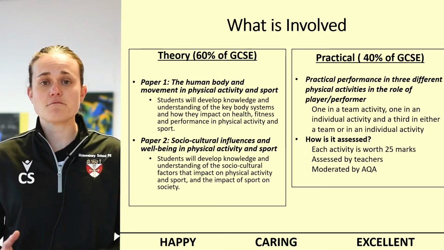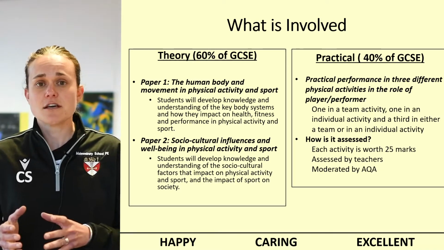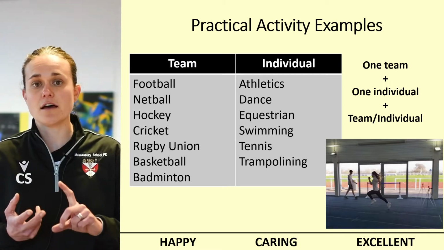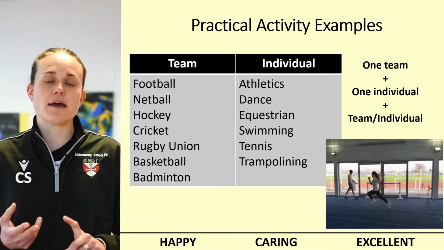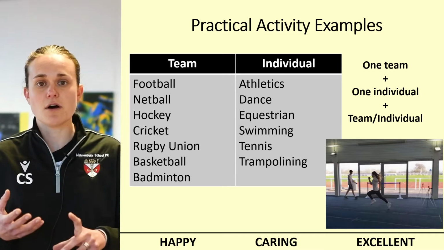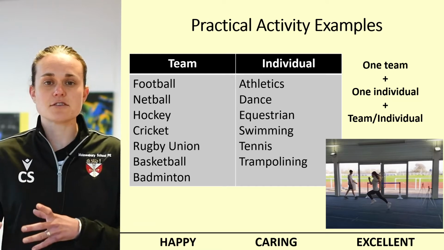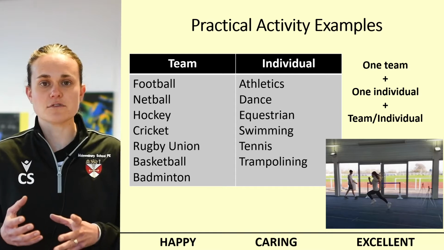Now for the 40% of practical, that's made up of 3 activities. You get a choice of one team, one individual, and then a choice of either a team or individual sport. What we recommend is that the sports you are playing should be at least a good standard, preferably outside of school at a club level, because that counts to 40% of the overall total.